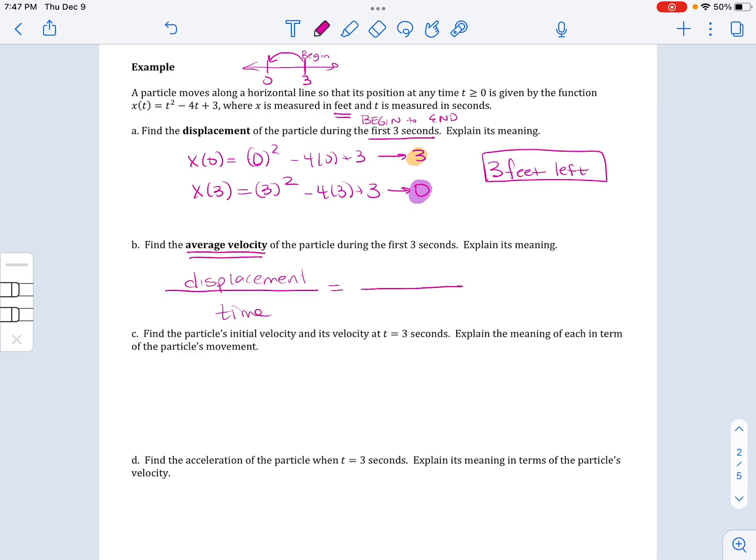Displacement is, we had a displacement of 3. And then the timeline that it took was 3 seconds.